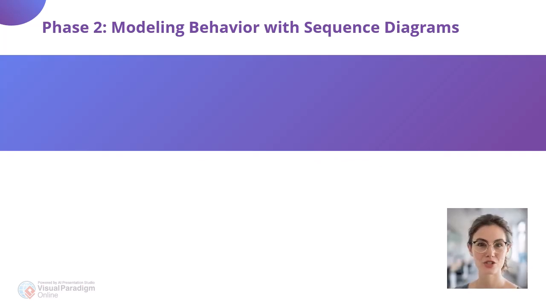While static diagrams show structure, dynamic diagrams reveal how objects interact over time. Sequence diagrams are essential for understanding the flow of messages required to fulfill specific use cases.